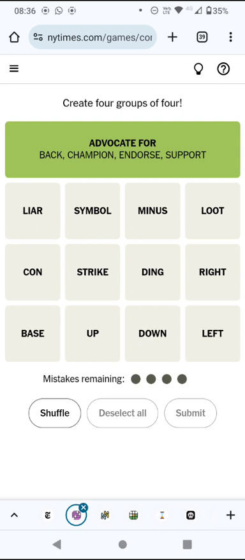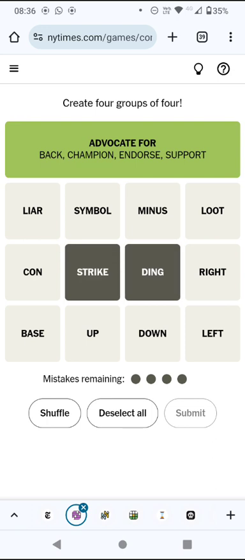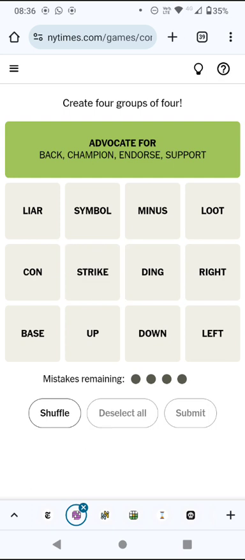You could... I don't know what else to do though. I mean, you've got symbol and minus. I suppose you could say that those are all... I don't know. Minus and down are sort of synonyms, maybe. Anyways, you can strike something, you can ding something. I don't know what else. You can go on strike.